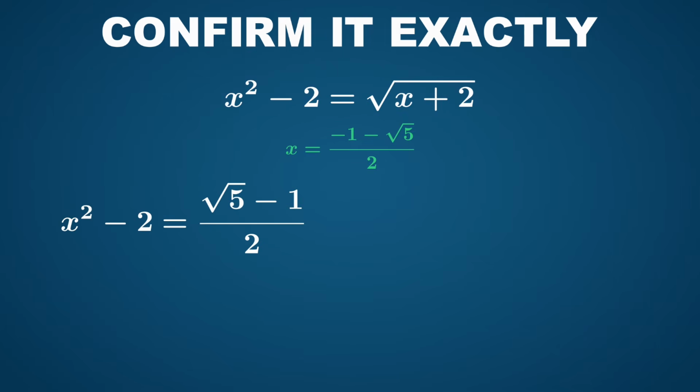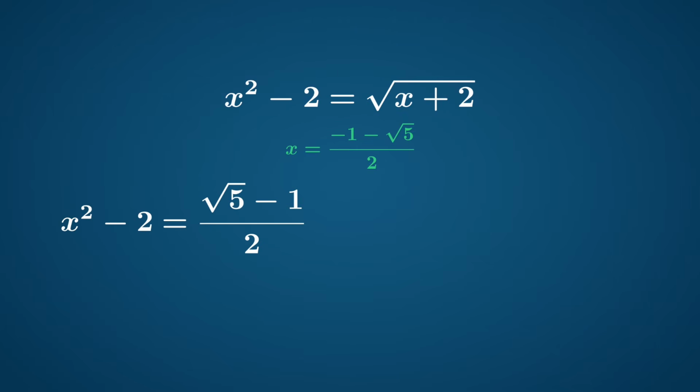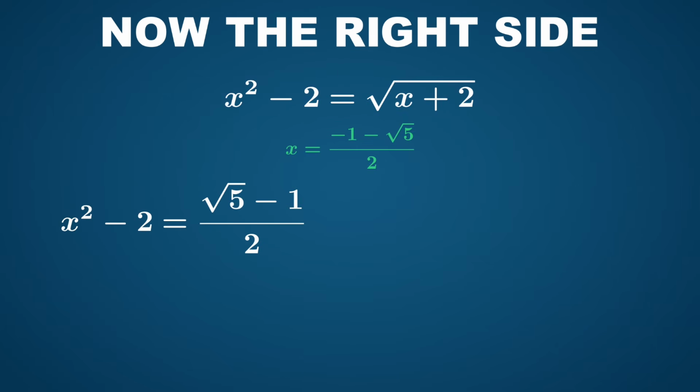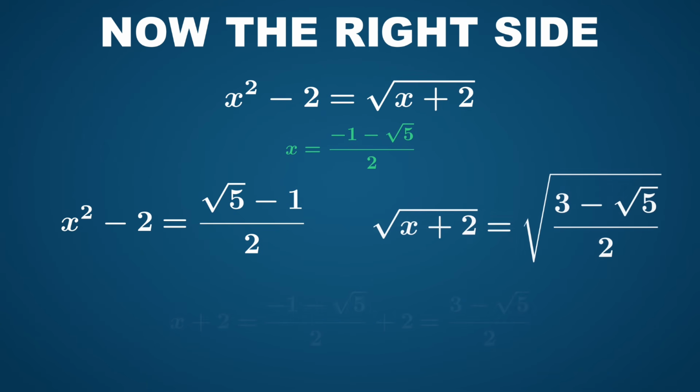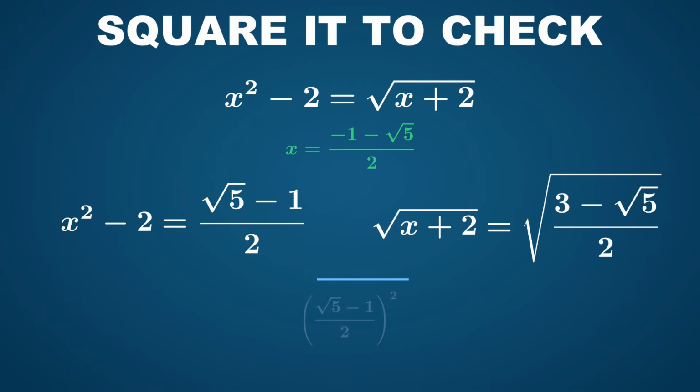Subtracting 2 makes the left side root 5 minus 1 over 2. For the right side, we add 2 to the exact value of the root. Minus 1 minus root 5 over 2 plus 2 gives 3 minus root 5 over 2. So the right side is the square root of 3 minus root 5 over 2. To pin that down, we square the number root 5 minus 1 over 2. The top squares to 6 minus 2 root 5, and the 4 below divides in. The result is exactly 3 minus root 5 over 2.